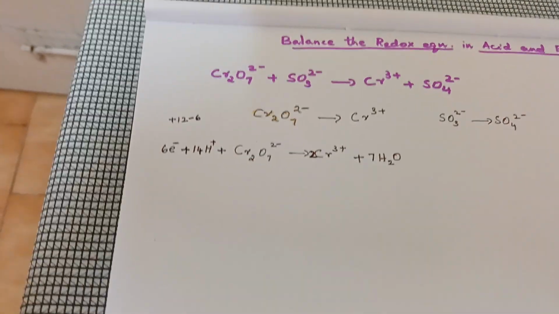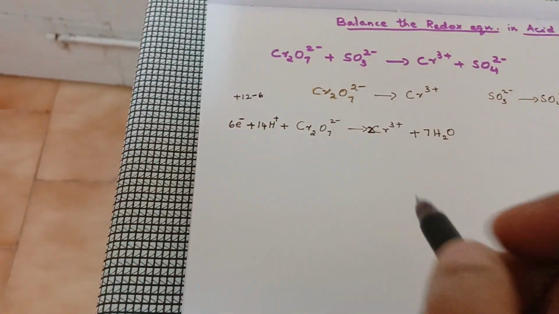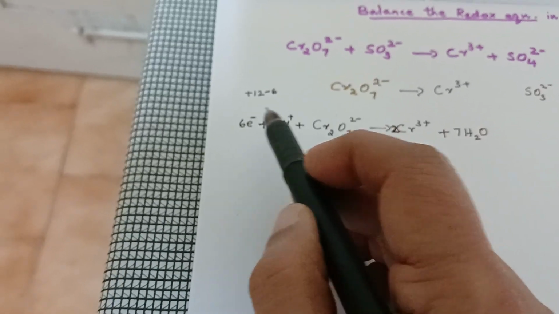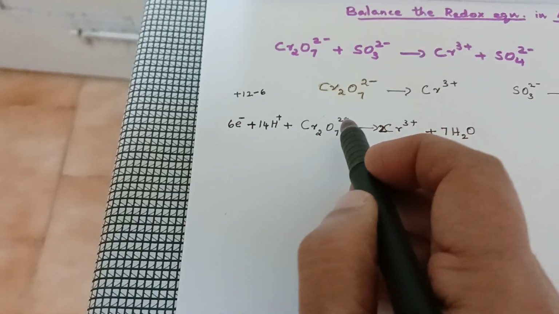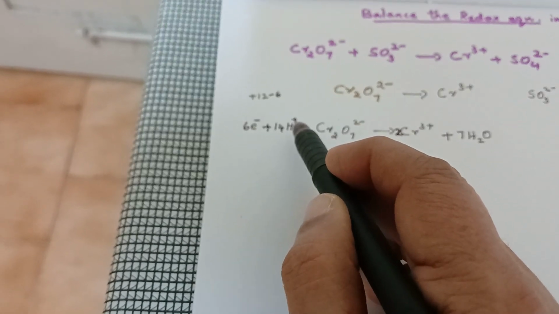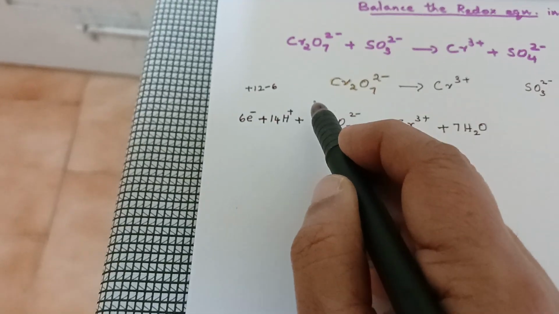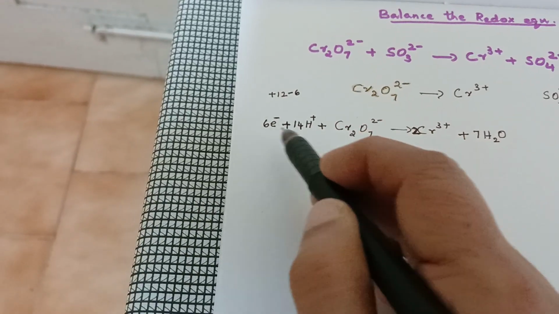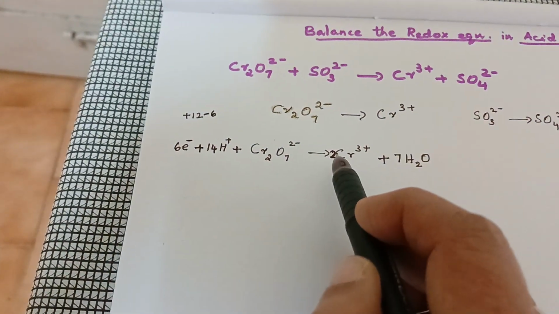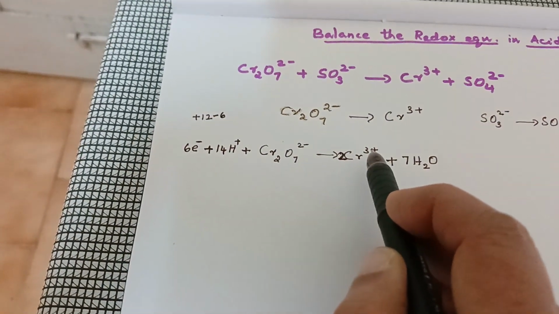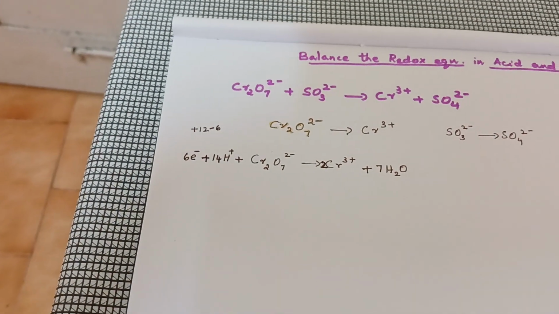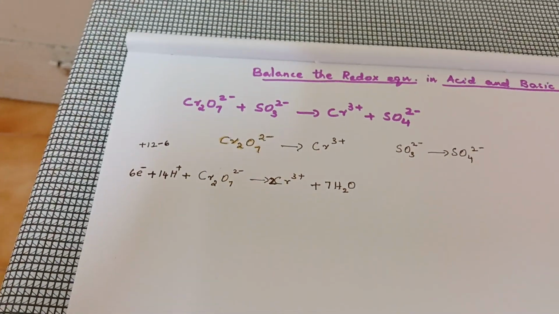Now that equation is balanced. If we look at the charges, we can see here it is +14, -6 and -2, that is -8. -8 and +14 will give us +6. So overall charge on the left hand side is +6. What about the right hand side? 2 into +3, that is also +6. So that is how we have balanced the charges.